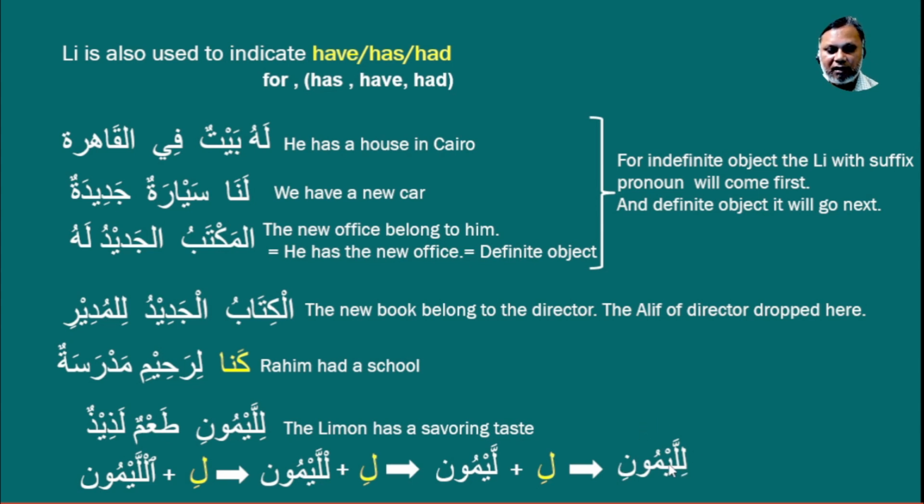Lil laimuni. Here the alif lam from the main word, al laimun, the lemon, the definite article al is totally omitted, totally dropped out. In this type of definite article word, the al totally drops out. In other cases only the alif drops out, like here al mudiri, only the alif goes out. But here the alif and lam both drop out. Lil laimuni, the lemon has a savoring taste. This is the use of li as have, has, and had.